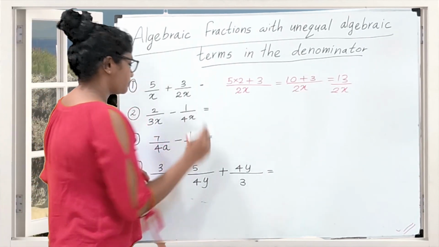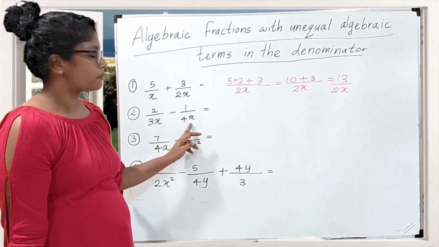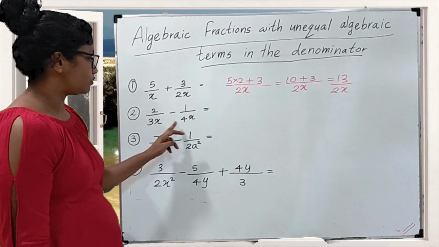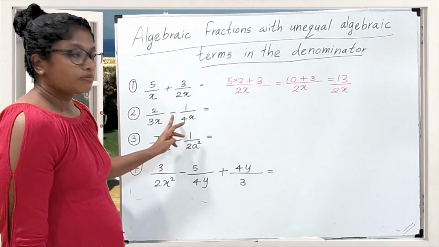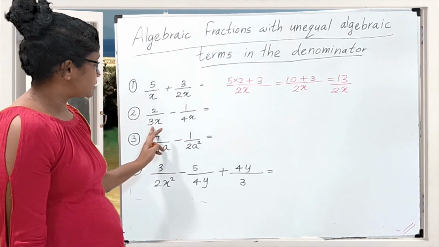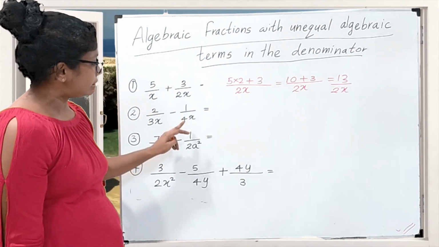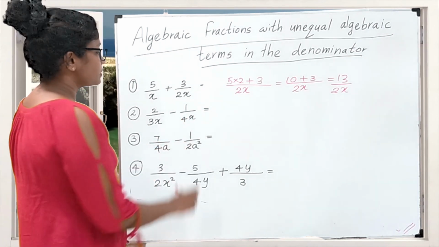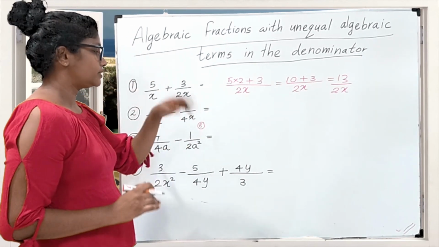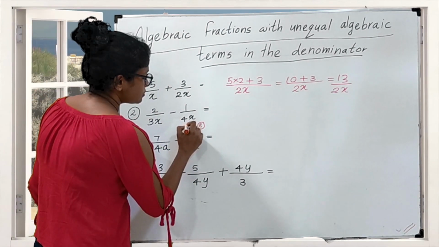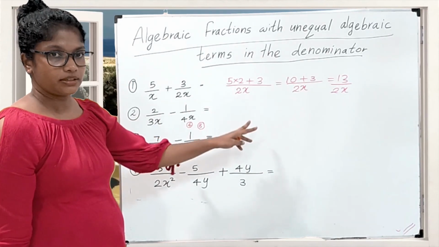Then the second one, 3x and 4x. The numerical values are 3 and 4. The easiest way to find the LCM here: first check the numerical values 3 and 4. The highest value is 4. Then get the multiples of that. First we check 4. We can't get 4 as the common denominator here.